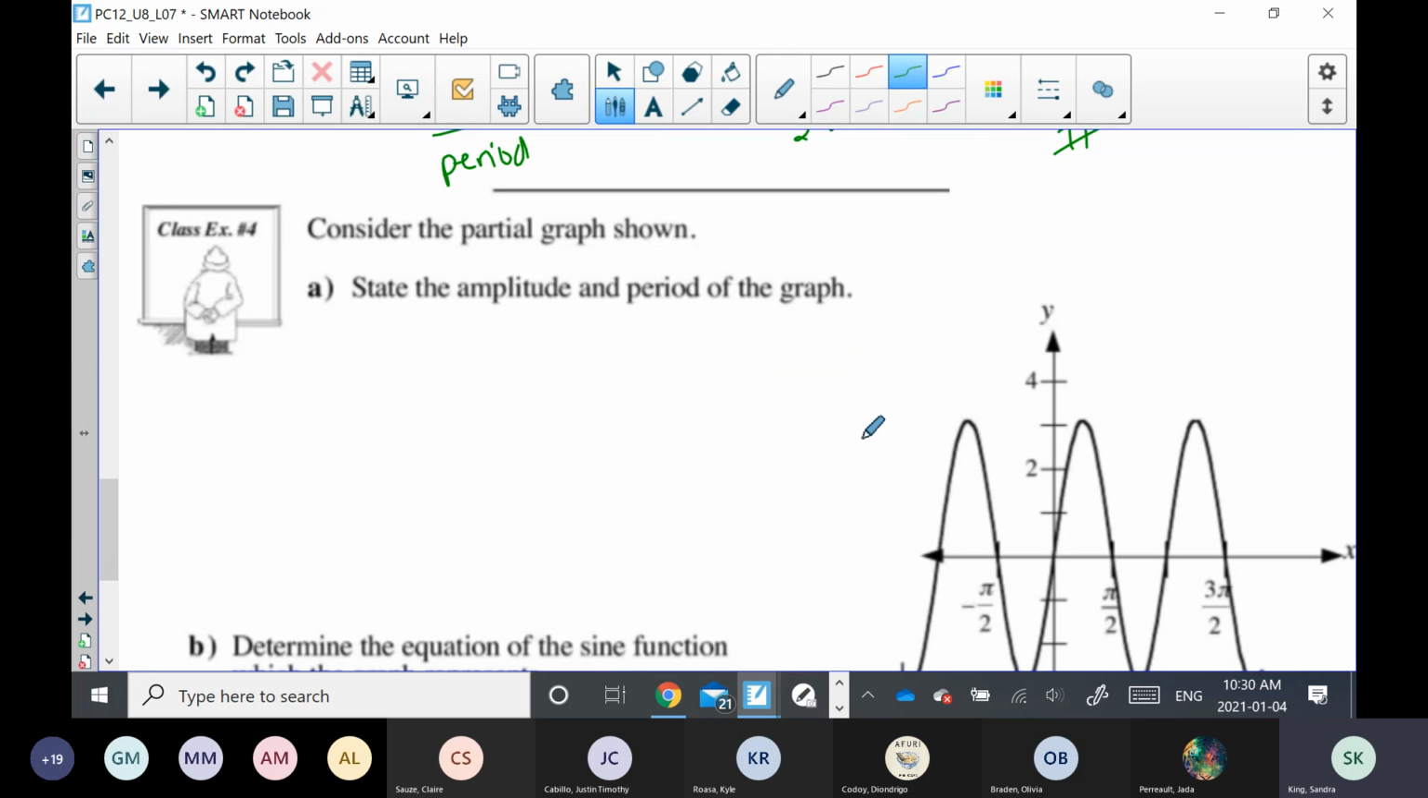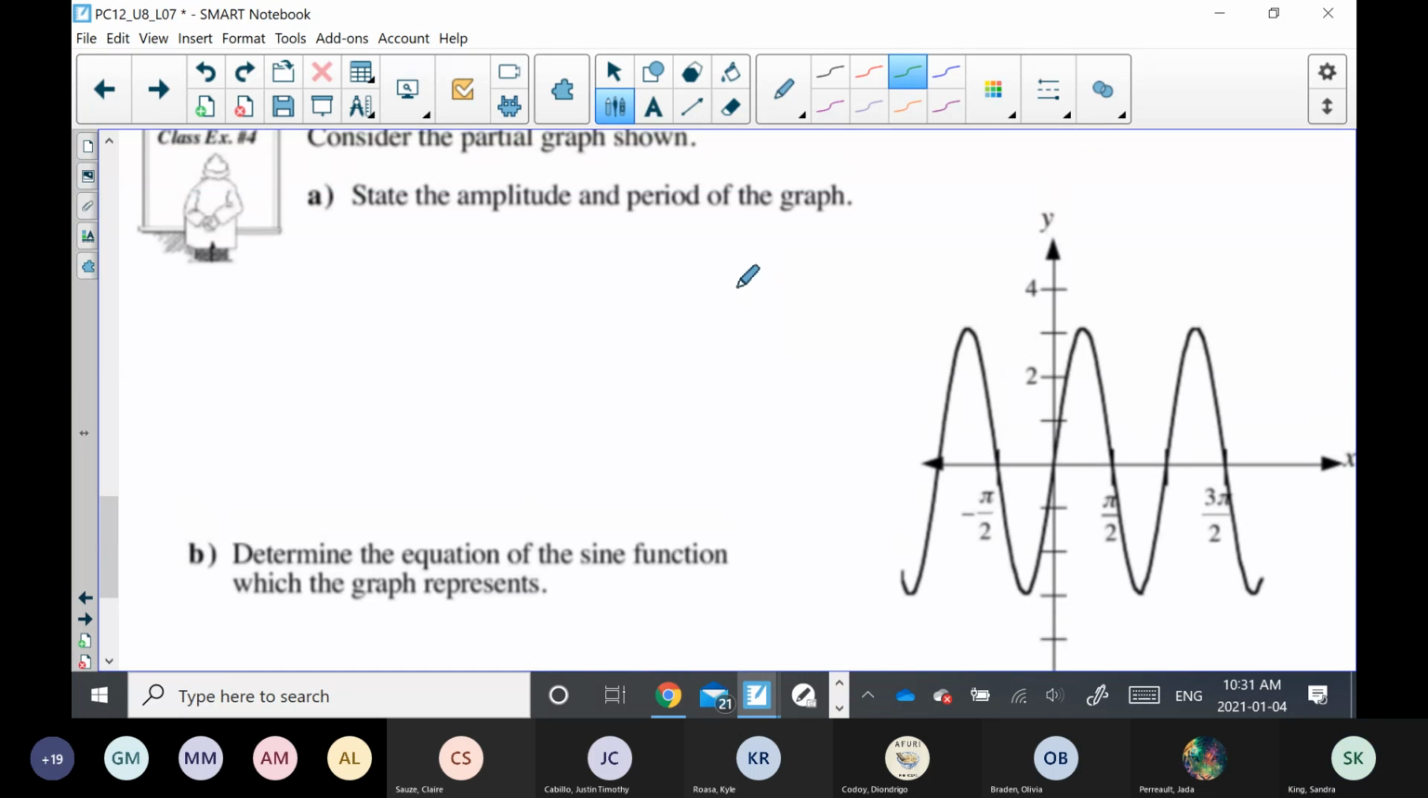Okay, second last class example. So example number 4. Consider the partial graph shown, state the amplitude and the period of the graph. Okay, so amplitude is the center of the graph to the peak. So we know that this peak here is at 3. So these peaks are at 3. These peaks are at -3.